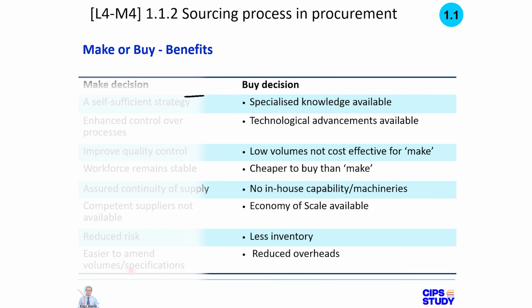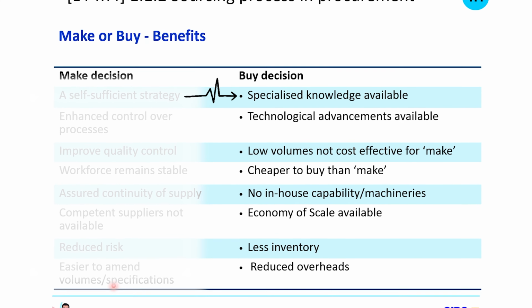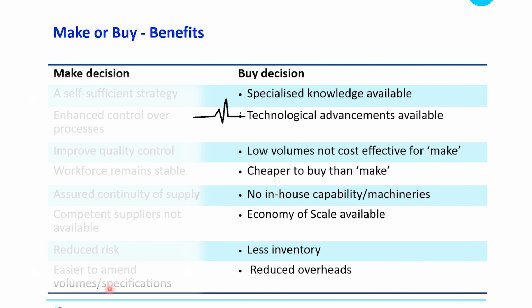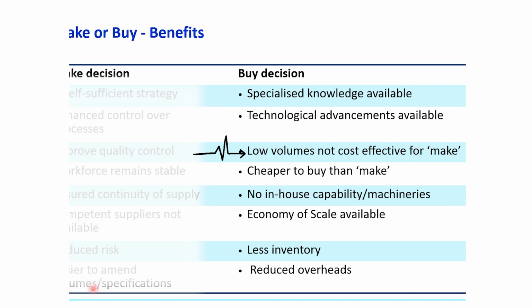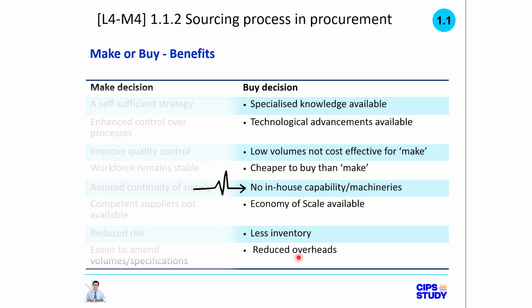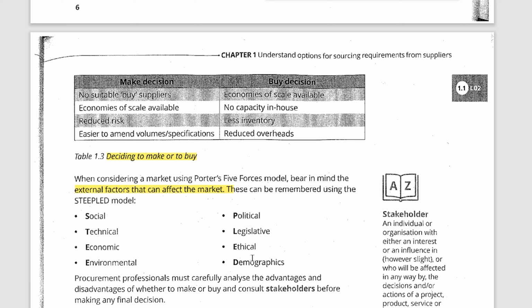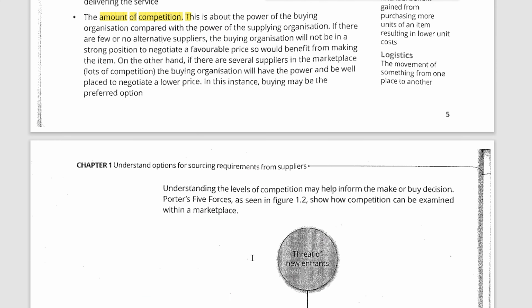Then the buy decision: specialized knowledge available, technological advancement available, low volume not cost effective for make, or no in-house capability and machinery. And from buy decisions, reduced overhead cost. Those are the main points. The same thing is in the book also.